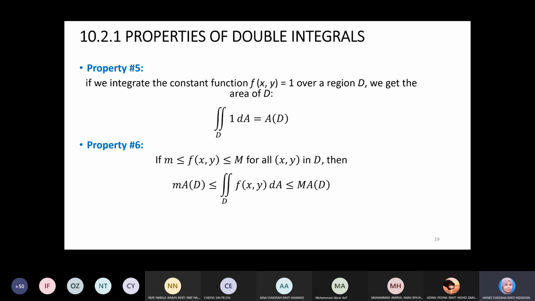If we integrate the constant function f(x,y) equal to 1 over a region D, then we get the area of D, which also makes sense and is quite straightforward.